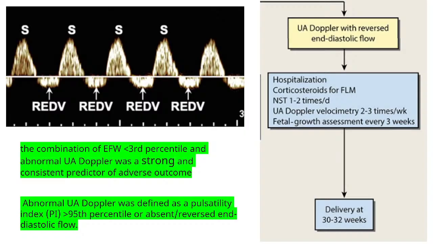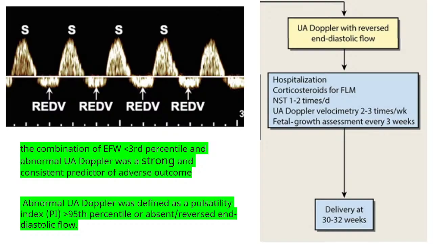So, here you can see in the Doppler, this is the systolic flow and the diastolic flow has gone down. So, this is reversed diastolic flow. Whenever there is reversal of the flow, it is more serious than absent flow. Here again the same thing: hospitalization, corticosteroid, NST 1 to 2 times per day, umbilical artery Doppler 2 to 3 times per week, almost the same as absent diastolic flow, but here delivery is 2 weeks earlier, that means 30 to 32 weeks. So, deliver the baby a little earlier than the previous one.